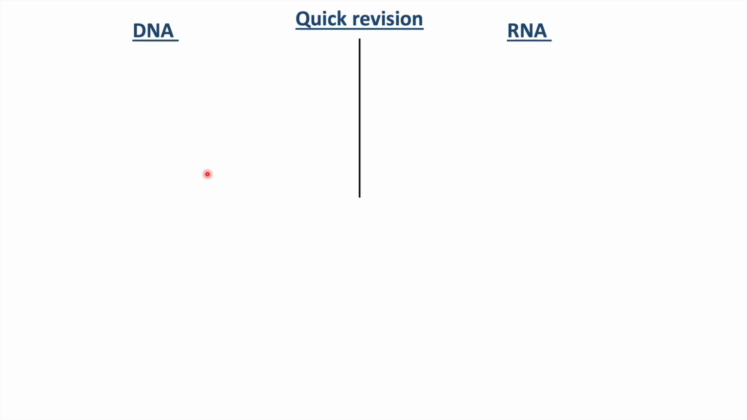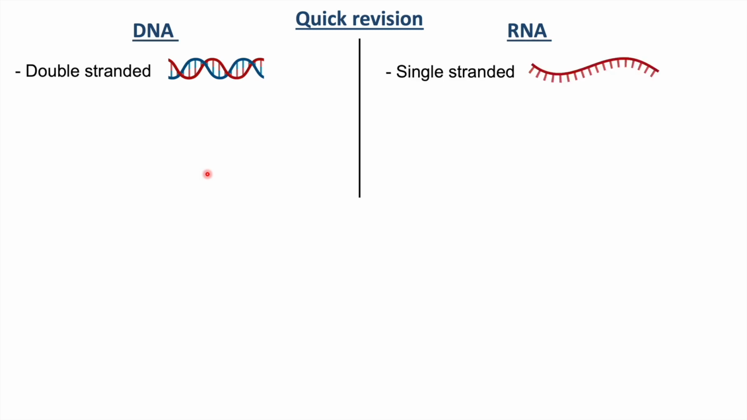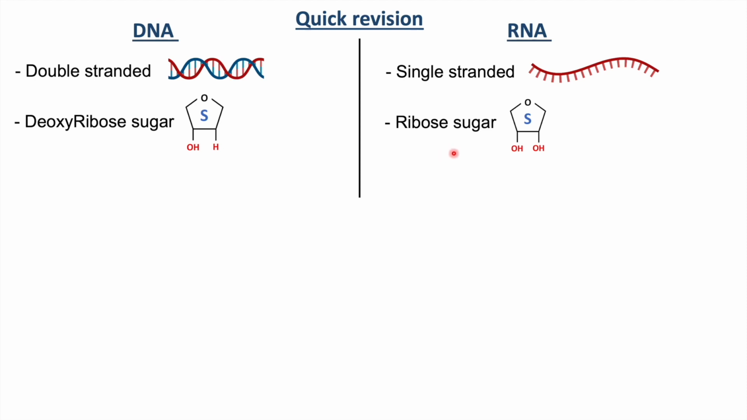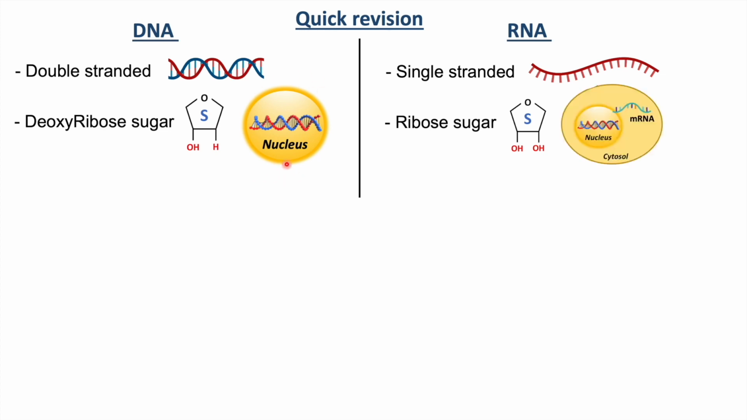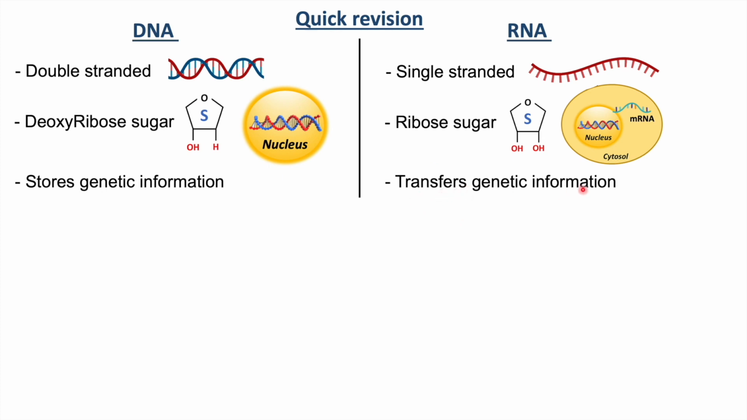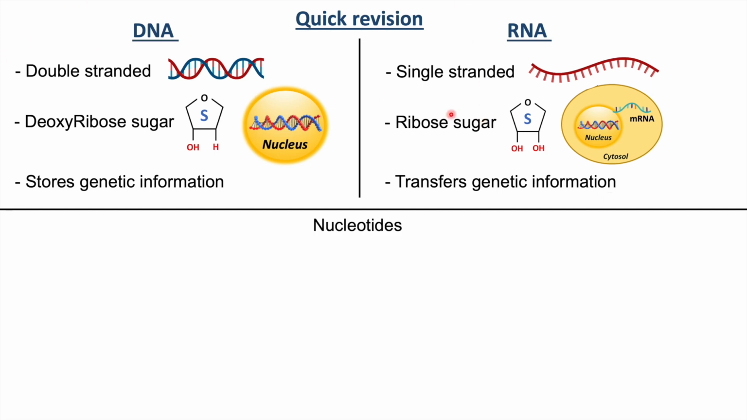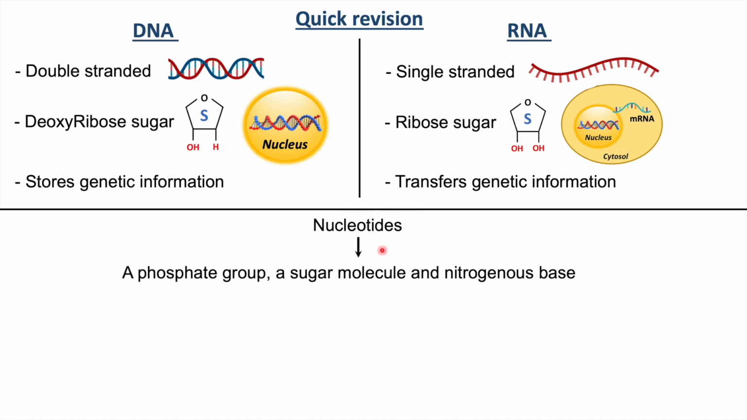So just a quick revision. DNA, like we saw, is a double-stranded molecule, whereas RNA is single-stranded. DNA has deoxyribose sugar. It is deoxyribose sugar because it lacks a hydroxyl group on position 2 of the carbon atoms, whereas ribose sugar has 2 hydroxyl groups. Now DNA is located inside the nucleus, whereas RNA is located outside the nucleus. DNA is important in storing genetic information, whereas RNA is important in transferring genetic information as well as in protein synthesis.